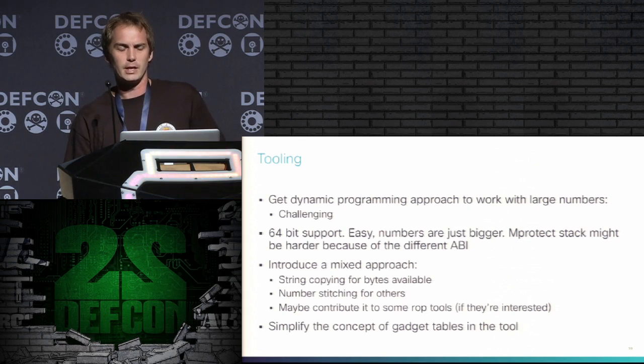ROPgadget can generate a payload once it's got everything from a string, but maybe try and automate finding the missing bytes using this technique, which means you'd have real automatic payload generation. That's obviously if they're interested. And I'd also like to introduce in the tool the concept of gadget tables, and introducing random bytes at random addresses.